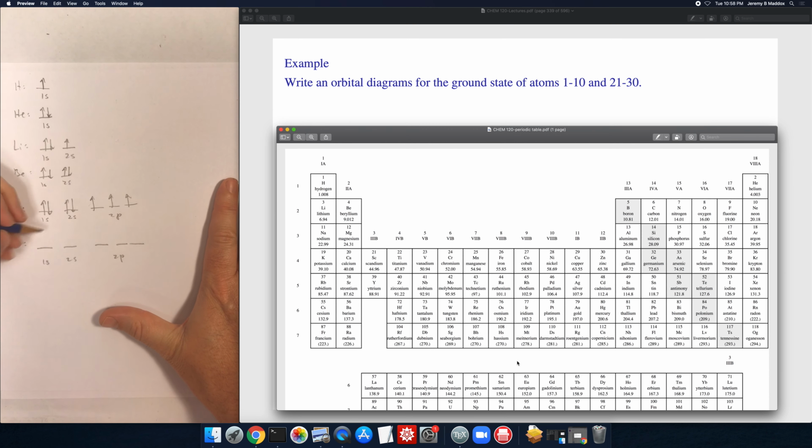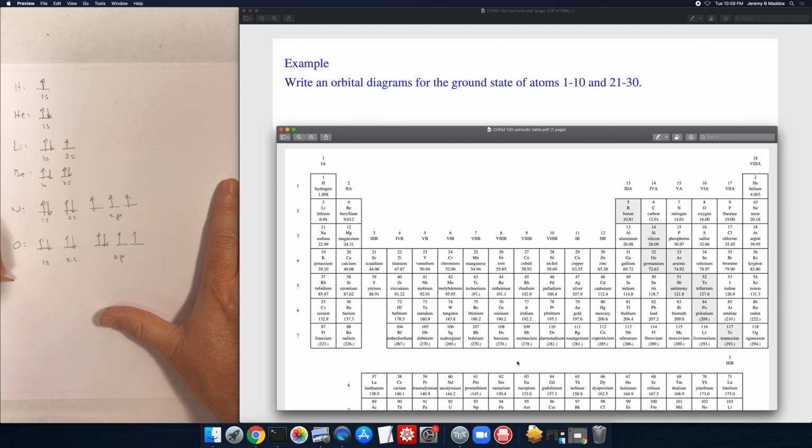So here's how you fill them in. 1, 2, 3, 4, 5, 6, 7. Now the 8th electron, you have to put it down like that. So you start to pair them up. Oxygen still has unpaired electrons, so it is an example of a paramagnetic species.